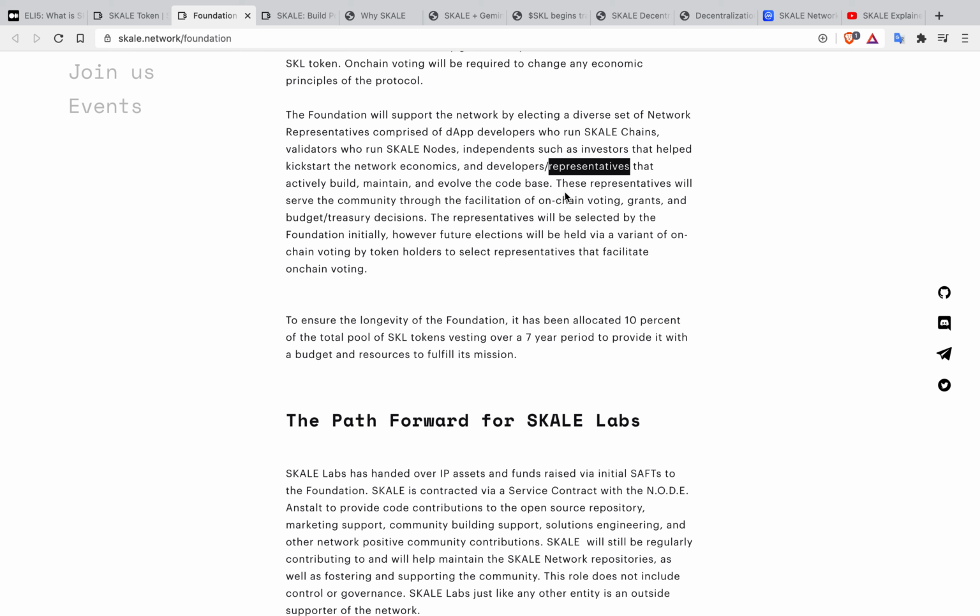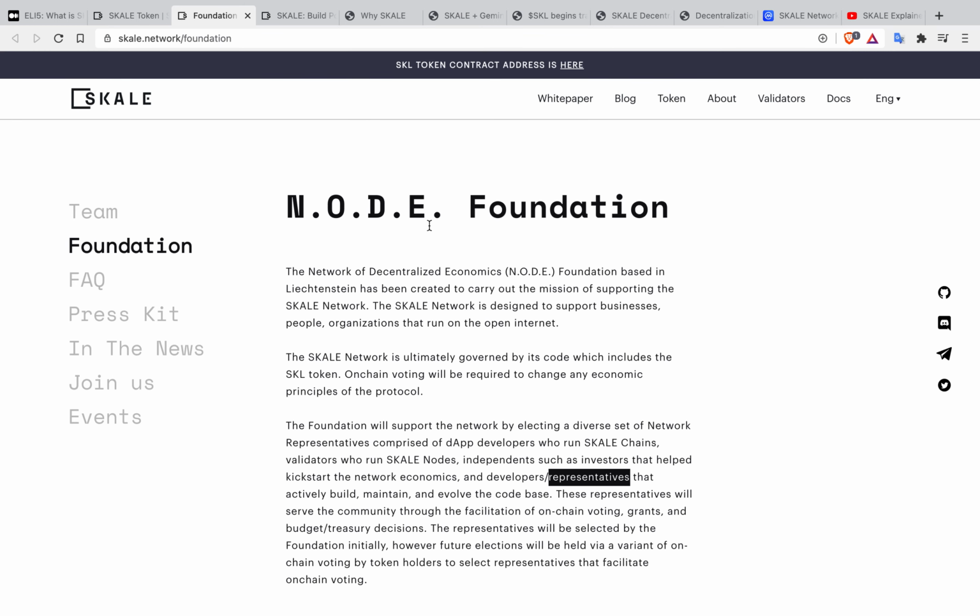Now, these representatives will serve the community through facilitation of on-chain voting, grants, and budget and treasury decisions. The representatives will be selected by the foundation initially. However, future elections will be held via a variant of on-chain voting by token holders who select a representative that facilitates on-chain voting. So to ensure the longevity of the foundation, it has been allocated 10% of the total pool of SKALE tokens, vested over a 7 year period, to provide it with a budget and resources to fulfill its mission. And that, in summary, is the node foundation of SKALE.